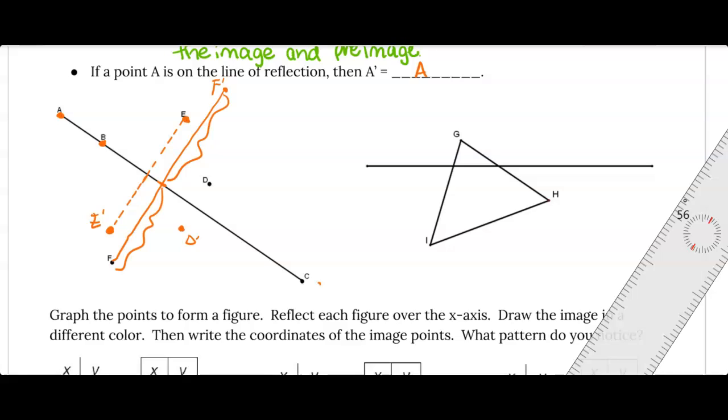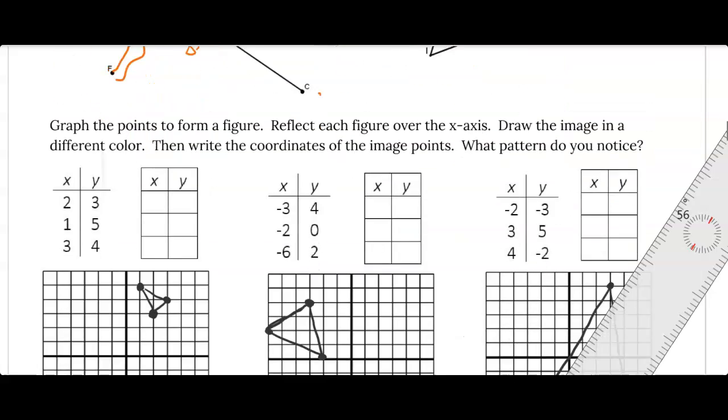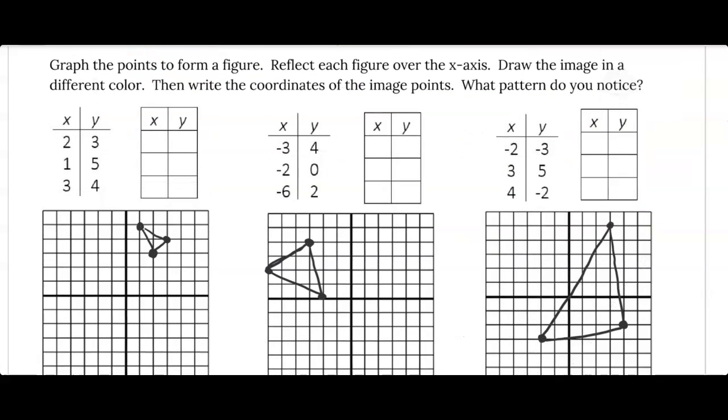See if you can imagine where your points would go in the triangle GHI reflected over this line R. Your points should have been in about those positions, and if you were to draw a line, it should be perpendicular to your line of reflection, and this segment should be congruent to that segment. It's much easier to do this on a graph.